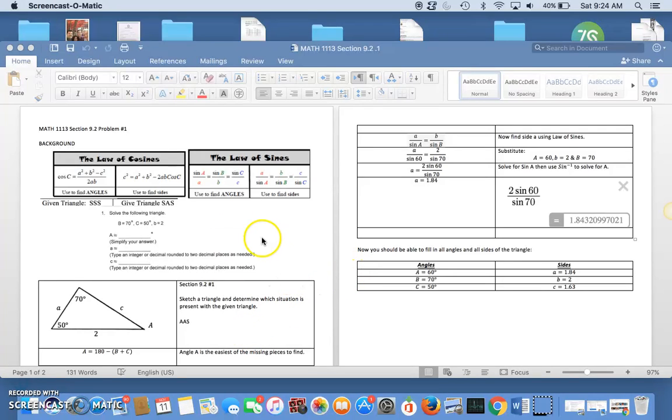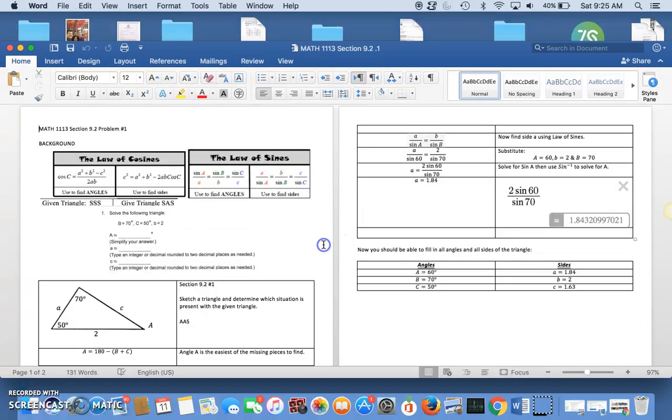Okay, this is section 9.2, and you're primarily just supposed to be using the law of sines. I've put both up here, but in section 9.2, we will not be using the law of cosines. It will just be the law of sines, and you use these versions if you're looking for angles, and these versions if you're looking for sides, and you only use 2 at a time. You don't use 3 at a time.